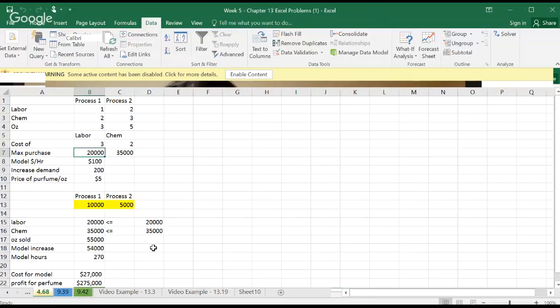The other thing I see is that you put in the cost for the model and the profit for the perfume, but what are you missing? For the model. Yeah, cost for model was B20, model hours times the cost for Jenny. But is that your only expense here? Yeah, you had that. I see another cost. What's the other cost that you're missing? Oh, labor. Yep.